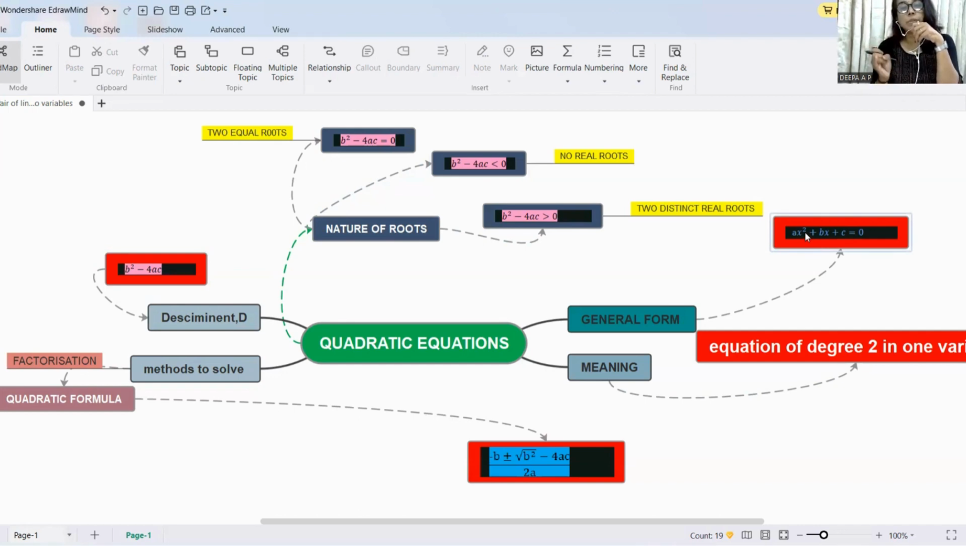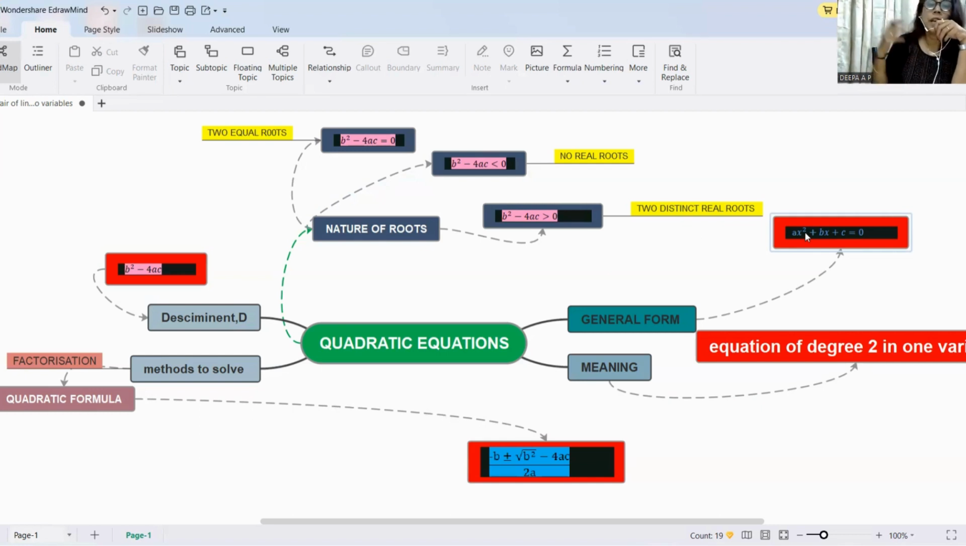If the degree is 2, 2 solutions are there. If the degree is 3, 3 solutions are there, right? If the degree is 4, 4 solutions are there. So likewise, here the degree is 2, so 2 solutions are there. Okay. So what is the nature of those 2 solutions? That is the question. That is the meaning of nature.